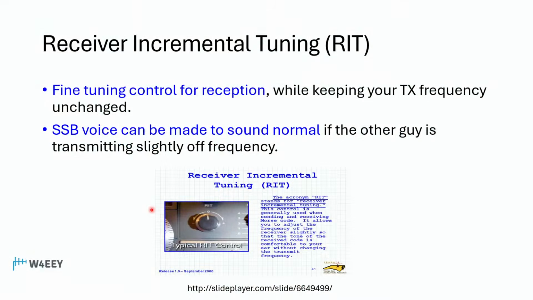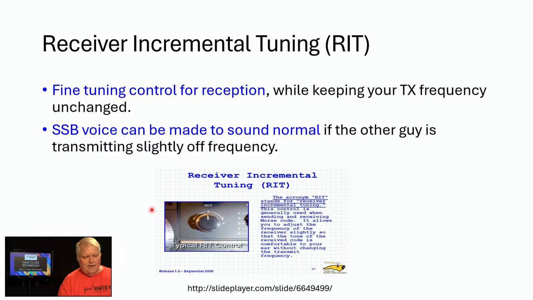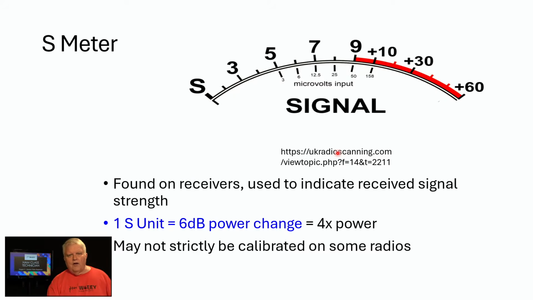So if you use receiver incremental tuning, we could say it's fine tuning for reception. It keeps your transmit frequency unchanged, and a single sideband voice can be made to sound better if you use the RIT control to match if the other station is slightly off frequency. So keep that in mind. Receiver incremental tuning.